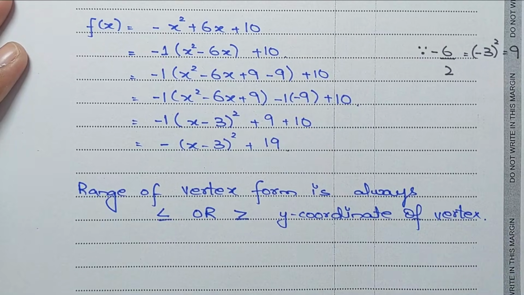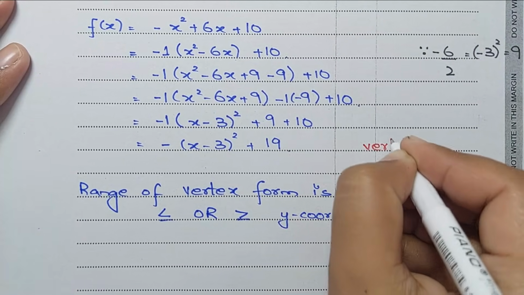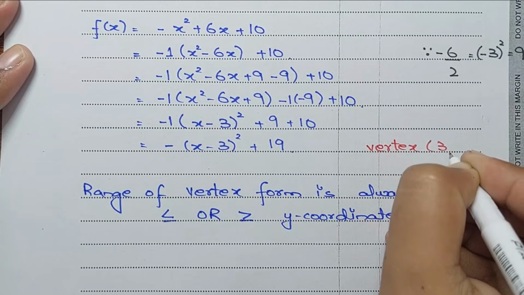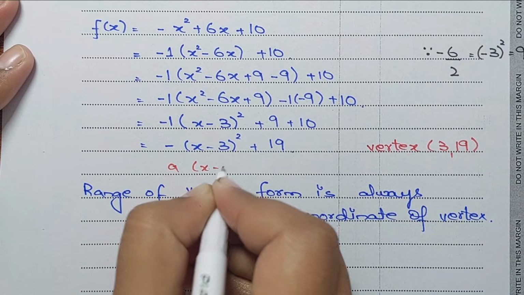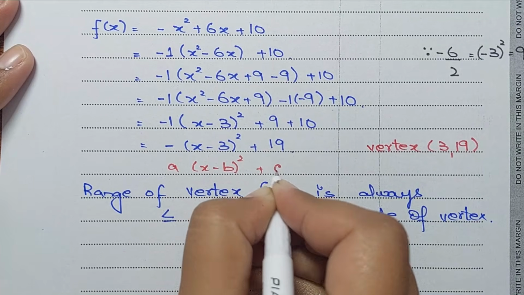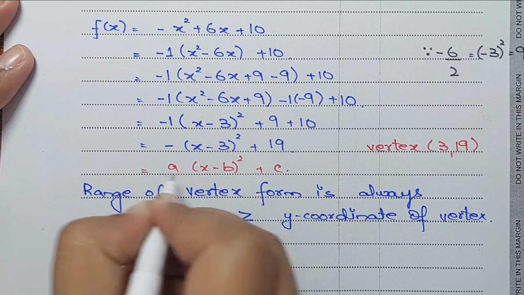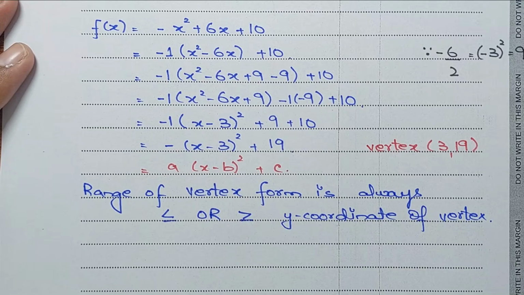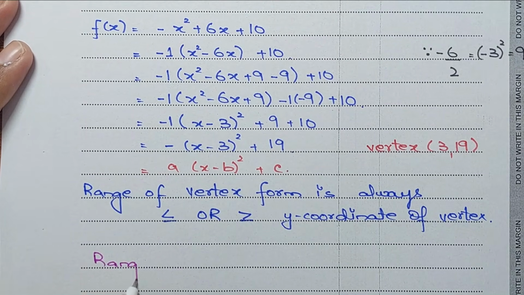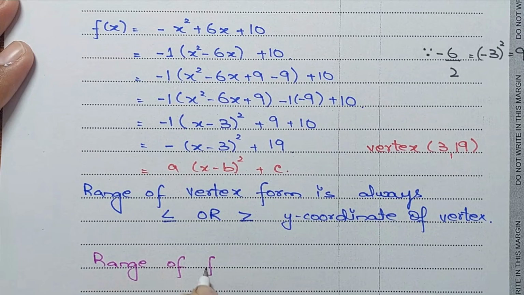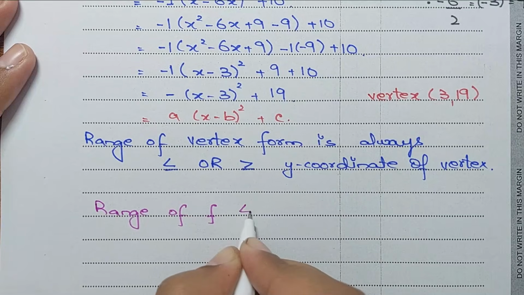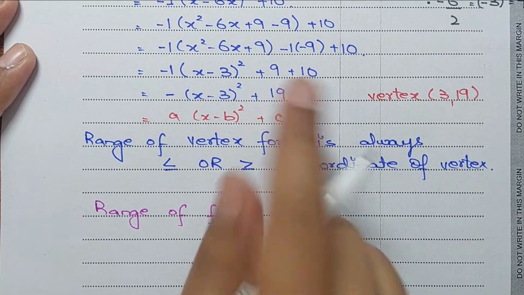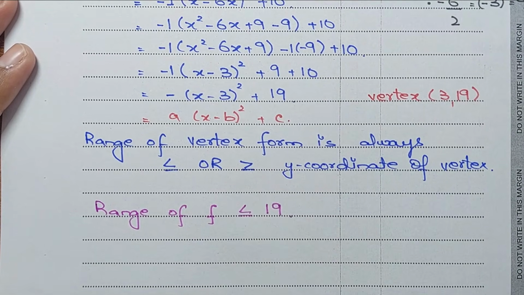Okay, now in this, what is the vertex? The vertex is 3 and 19. This is in the form of a times x minus b whole square plus c. So b and c is the vertex. The a value is negative 1. Okay. Now here we can say the range of the function f is, since the a value is negative, less than or equal to the y coordinate of the vertex, which is 19. That is the solution.